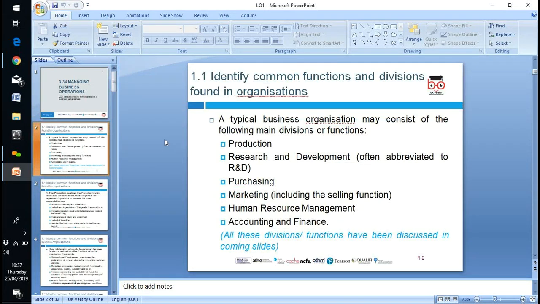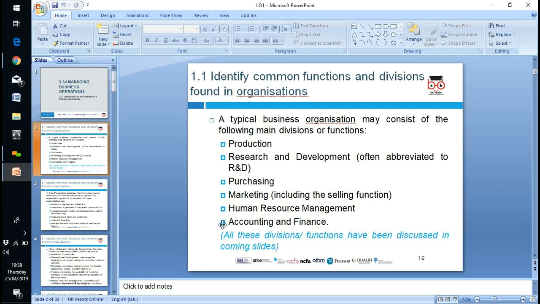A typical business organisation may consist of production, research and development, purchasing, marketing, human resource management, and accounting and finance. Now, you probably wouldn't find all of these in a one-man business. Obviously, these are of a larger organisation that has achieved a certain level and will have people or managers of each of the divisions in place. So you'll have a production manager, somebody in charge of research and development.